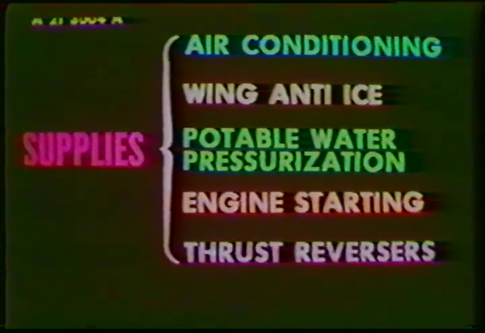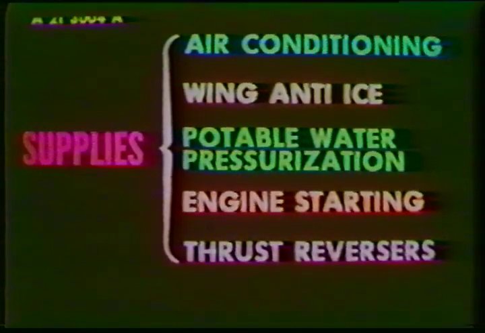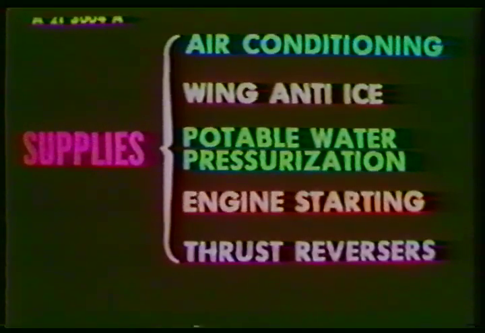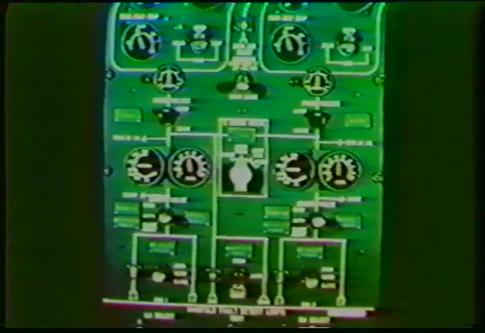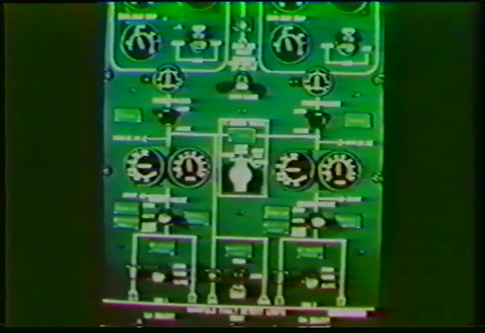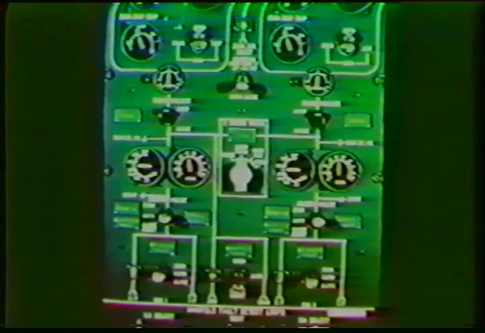The air supplied from these sources is used to operate the air conditioning system, the wing anti-icing system, the drinking water pressurization, the engine starters, and the thrust reversers. Let us have a look at the pneumatic panel located at the flight engineer station. You can easily follow the flow of the bleed air by looking at the synoptic diagram from bottom to top.